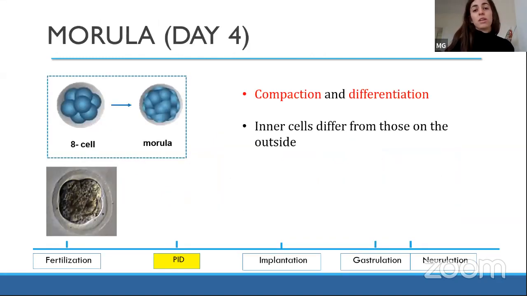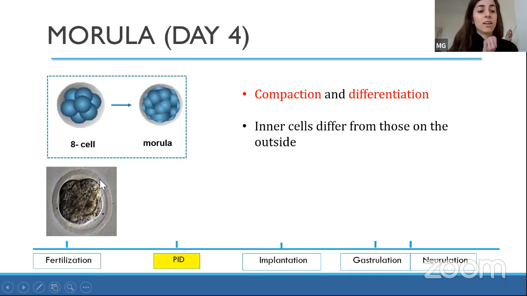Then on day 4, we start calling it a morula. A morula means a little mulberry in Latin. I don't know if it looks like a mulberry or raspberry, whatever. But so it's undergoing compaction and differentiation. So compaction is making something more compact. It means that the cells that were just randomly scattered around this little ball of 8 cells suddenly get together and then differentiate. So the cells at the center are slightly different from the cells on the outside. So this is what a morula looks like under the microscope.